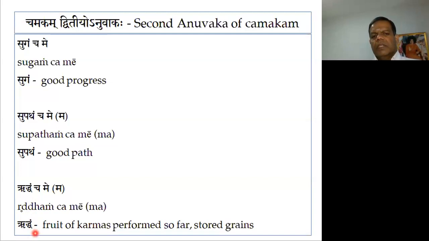I've just taken the meaning of commentators. Fruit of karmas performed so far, all the past karmas, whatever we have collected. Another meaning of Riddham is stored grains, our storage. So we have collected grains, and karmas also we have collected and stored. Let them all be beneficial. The karmas are going to come into fruition. Whenever they come into fruition, let them be beneficial. That's the prayer. Riddham chame kalpata.